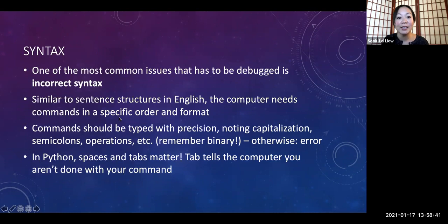Okay, so at this point, I feel like it's also important to talk about syntax, because in addition to data types, syntax is the other most common reason why in the beginning people get bugs and errors. So like we talked about, similar to sentence structures in English, the computer needs commands in a specific order and a specific format. And remember from binary, like no extra spaces, make sure nothing is capitalized. It has to be put in precisely the way that it can be read. Otherwise, you will get errors.